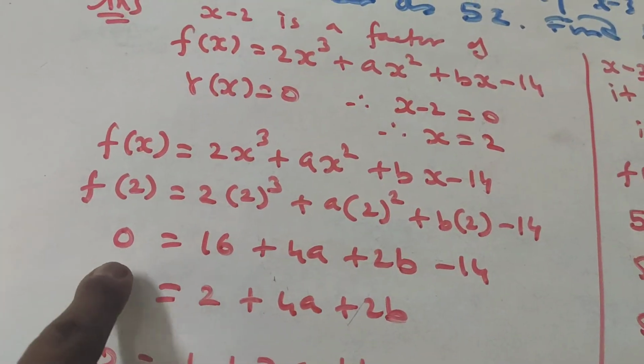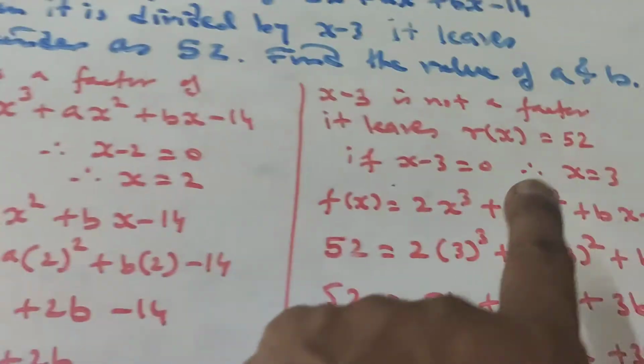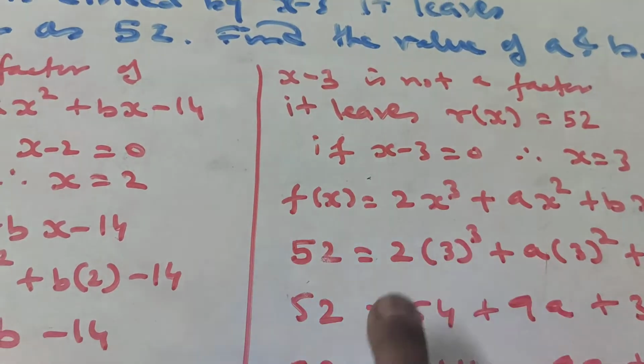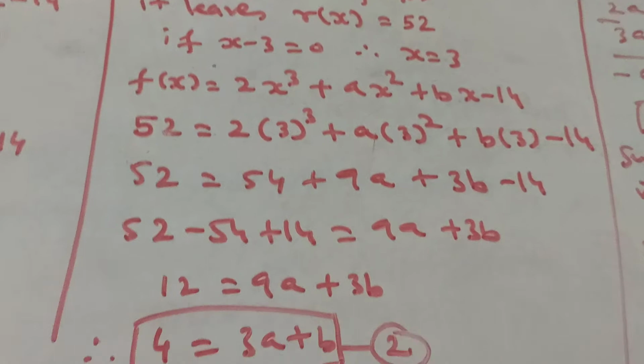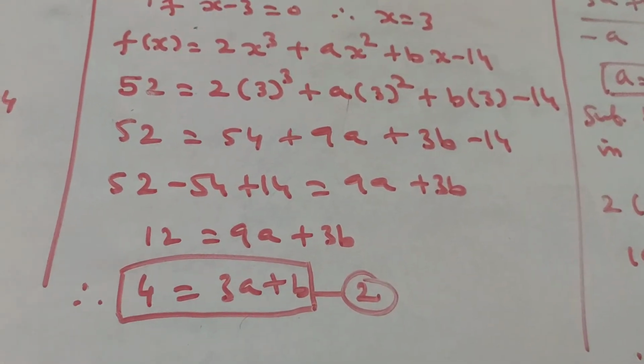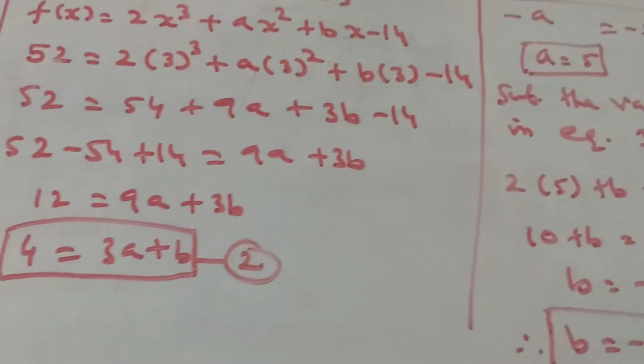Earlier we mentioned 0 because it was a factor. Here it is not a factor, so we have to mention 52. By simplifying it, we get 4 is equal to 3a plus b.